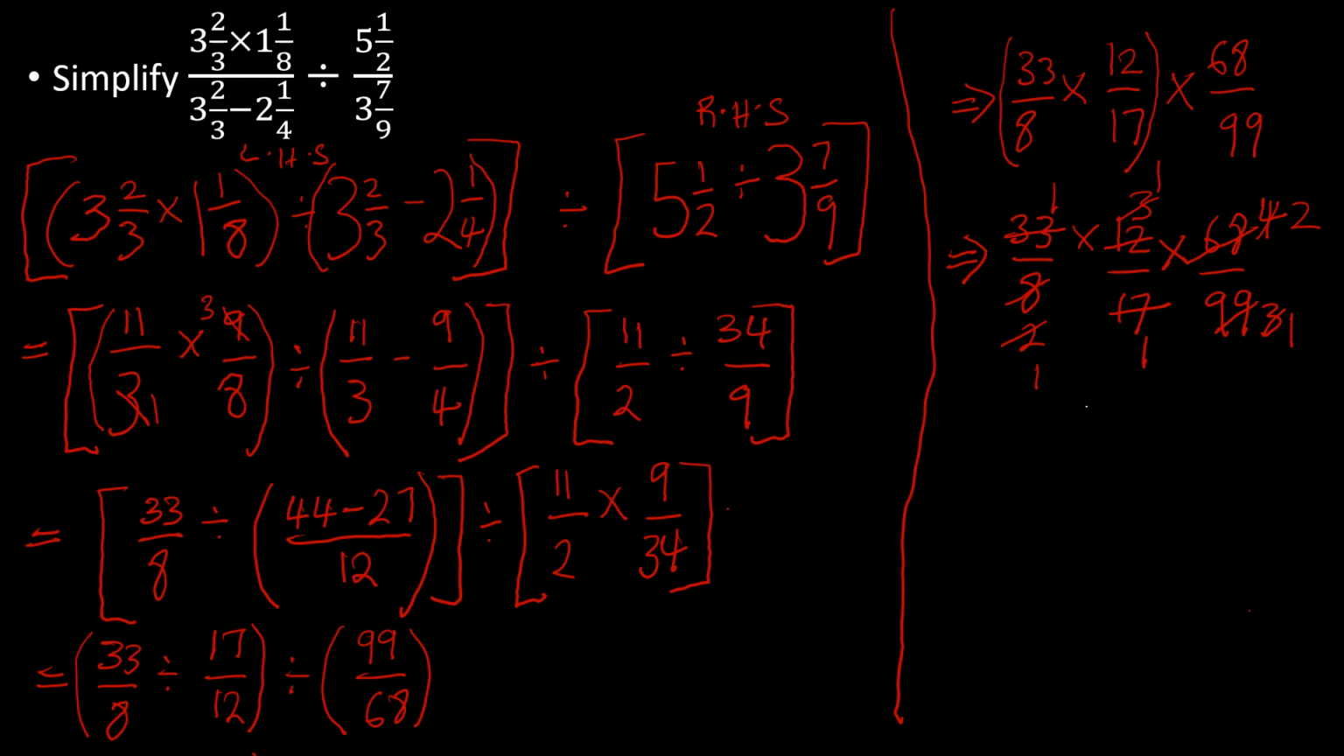Now, our answer is very obvious at this point. If we multiply 1 times 1 times 2, we simply have 2. And that's the final answer.